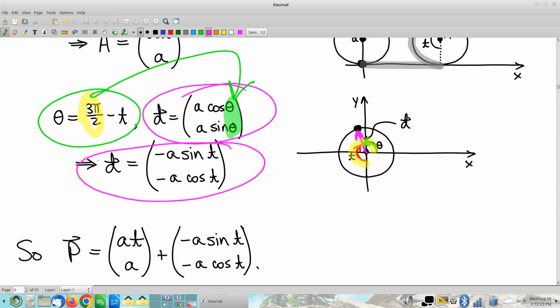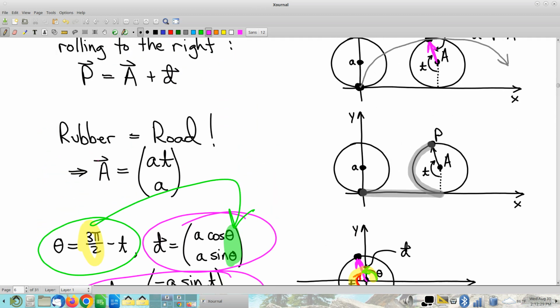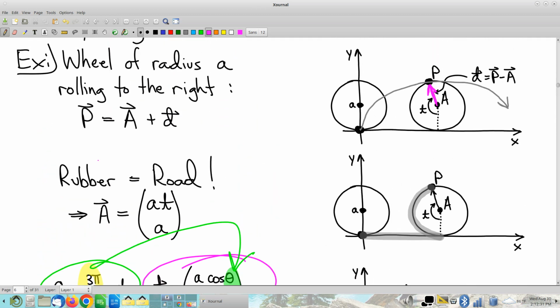Yes? Going back up to the A vector, how did you pick what to be your x and y? That's just from the picture. Looking at this picture, if this is my point A, then y is that distance. And so that's y. Is that okay?